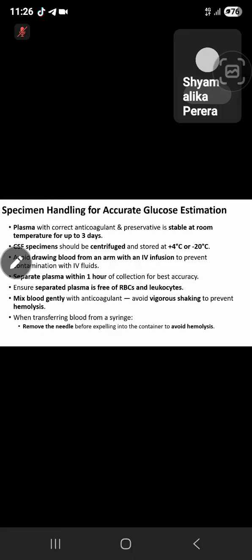Then when you are mixing the blood samples, don't shake it vigorously, because vigorous shaking will end up with hemolysis. Hemolysis has many effects on your sample analysis, which I will discuss later. Then the other thing, when you are transferring blood from the syringe to your blood collection tube, please remove the needle, because if you expel your sample through the needle, it will enhance the hemolysis of your sample.